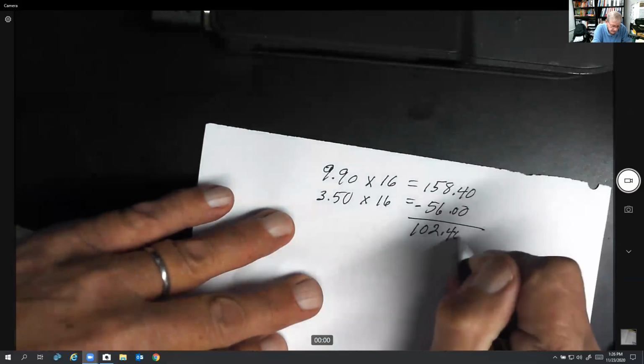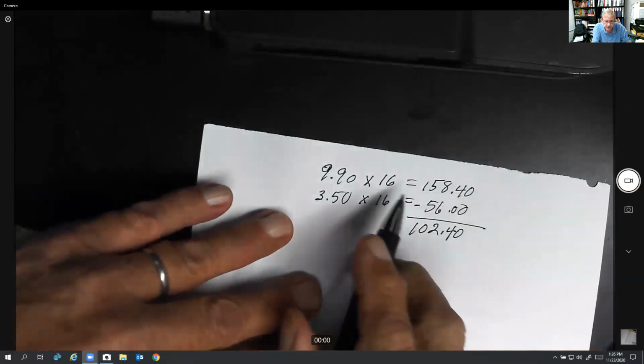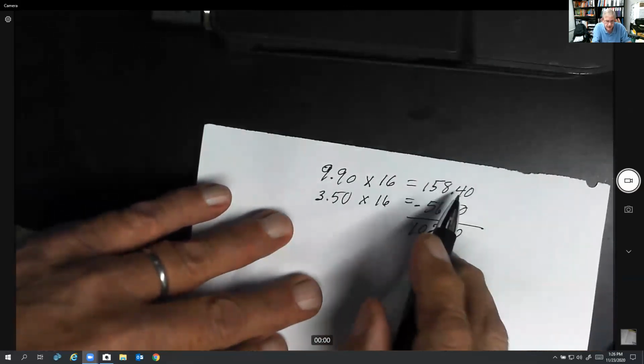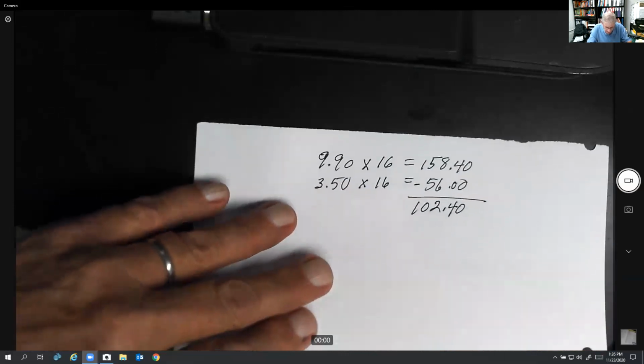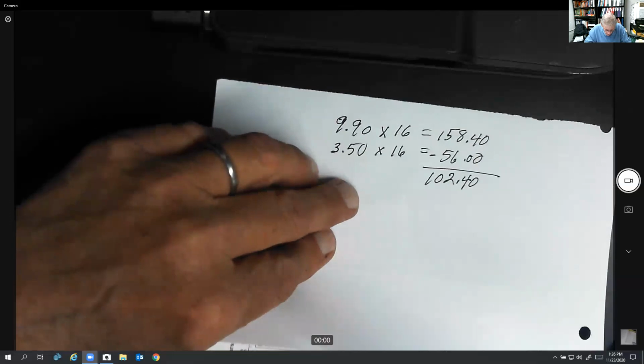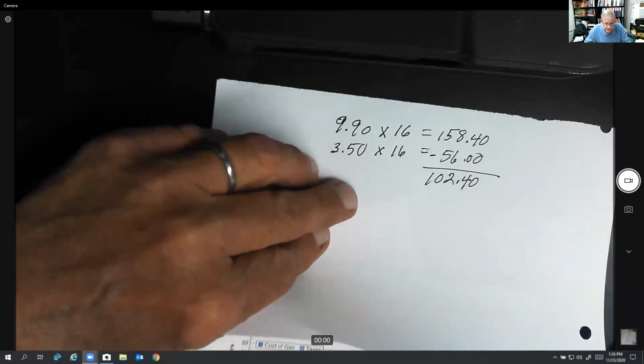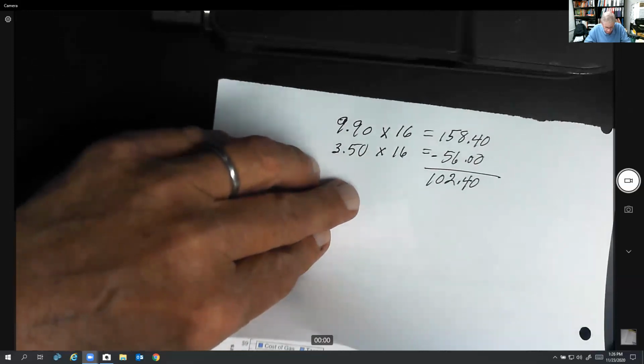$102.40 would be the difference between a fill up in the United States and a fill up in Turkey. Okay, the last one said, by what percent? So it's asking for a percent. Did the total cost of a gallon of gas in the Czech Republic exceed the cost in Chile?